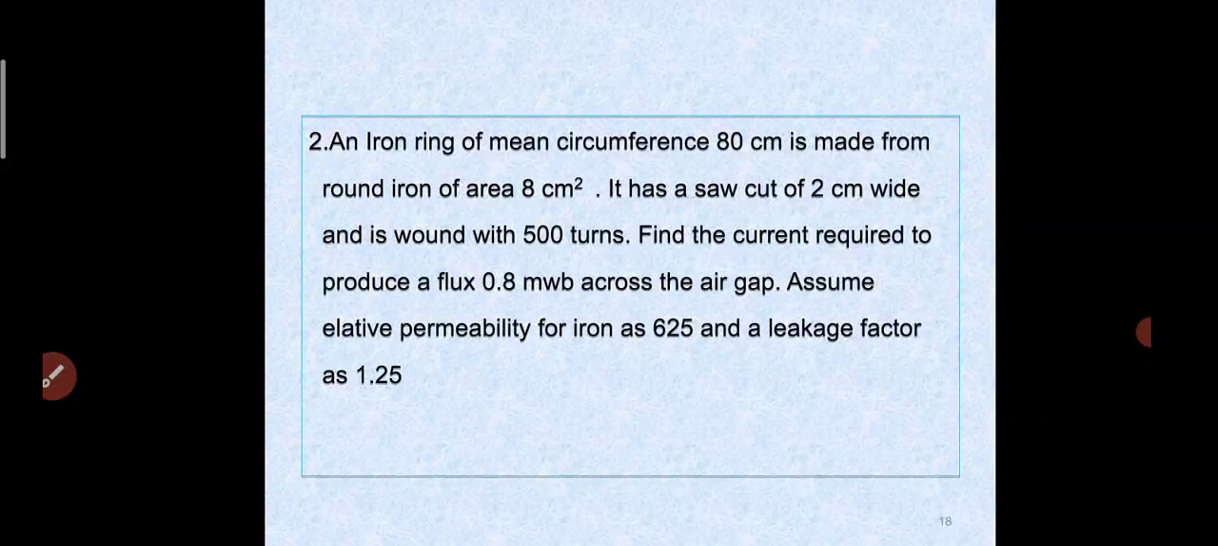So first, an iron ring of mean circumference 80 centimeters is made from round iron of area 8 centimeters square. It has a cut of 2 centimeters wide and is wound with 500 turns. Find the current required to produce a flux of 0.8 milliwebers across the air gap. Assume relative permeability of iron as 625 and leakage factor as 1.25.